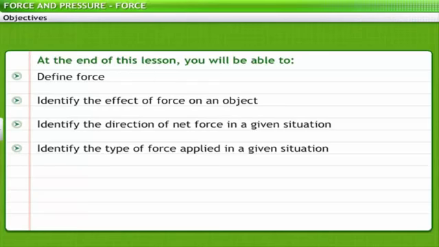At the end of this lesson, you will be able to define force, identify the effect of force on an object, identify the direction of net force in a given situation, and identify the type of force applied in a given situation.